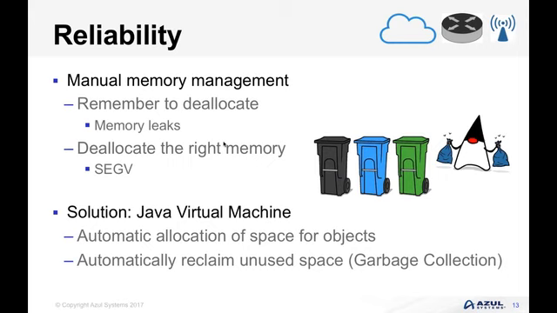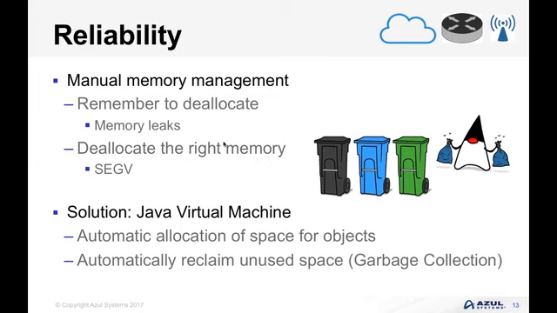Java solves this. So again, we have the solution of the Java virtual machine. The Java virtual machine allocates space for us automatically. We can create objects simply by instantiating them with the new operator. But once we've done that, we don't have to worry about freeing up that space.